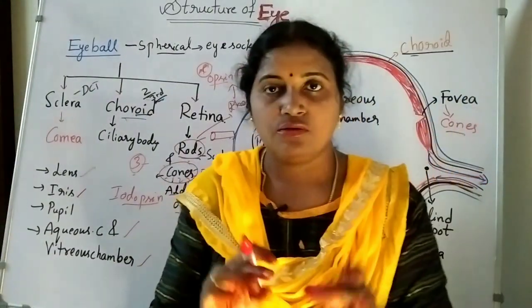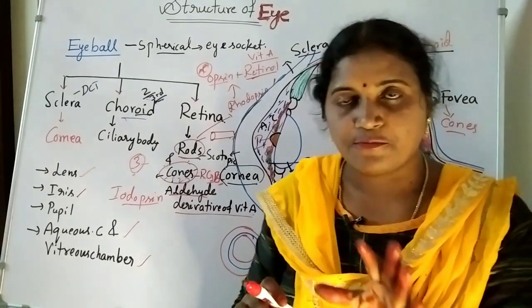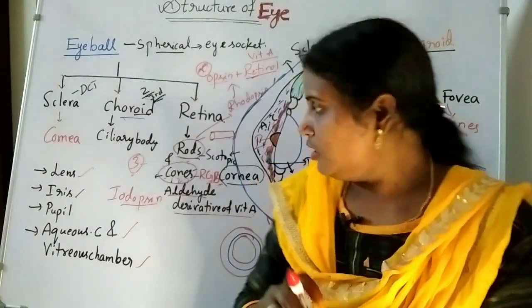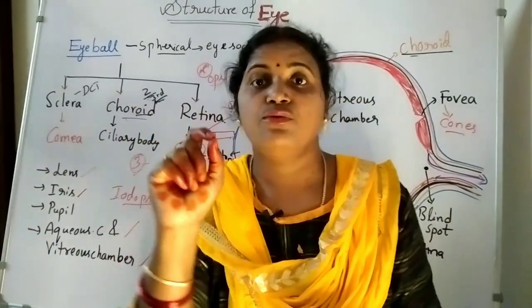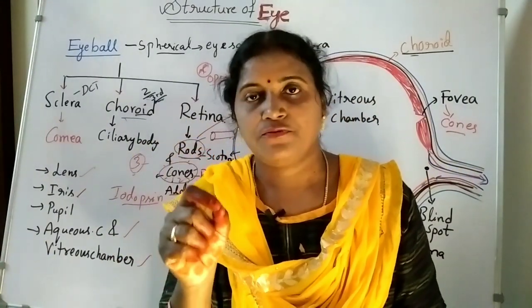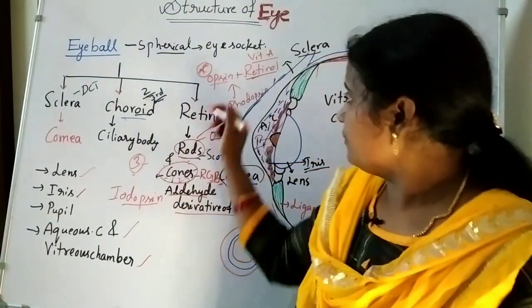So rods and cones, two types of cells. These are responsible for vision. First one, rods. Rods contain the photosensitive pigment. The photoreceptor pigment is rhodopsin. What is the pigment name? Rhodopsin.